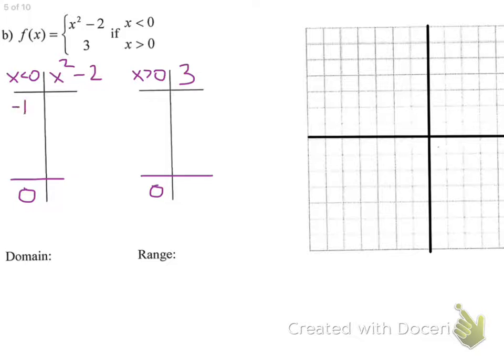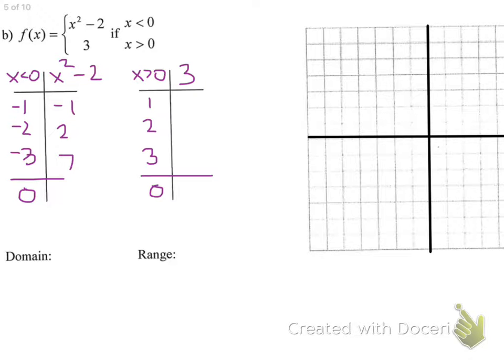However, this left one, I can use negative 1, negative 2, negative 3. The right chart, I would use 1, 2, 3. So when I evaluate this, negative 1 squared is 1. 1 minus 2 is negative 1. A negative 2 squared is 4. 4 minus 2 is 2. Negative 3 squared would be 9. 9 minus 2 would be 7.